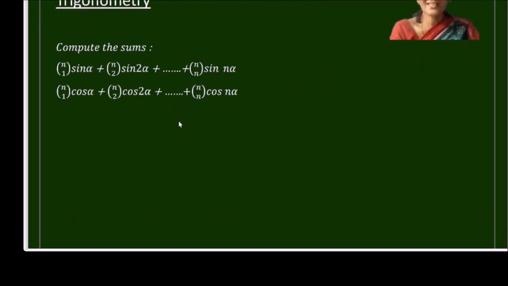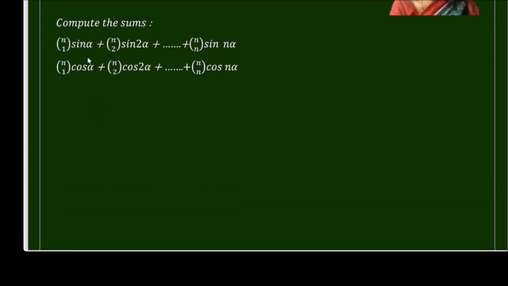The question is, compute the sums nC1 sin alpha plus nC2 sin 2 alpha plus up to nCn sin of n times alpha. And the other sum is, you have to find nC1 cos alpha plus nC2 cos 2 alpha plus so on up to nCn cos n times alpha.